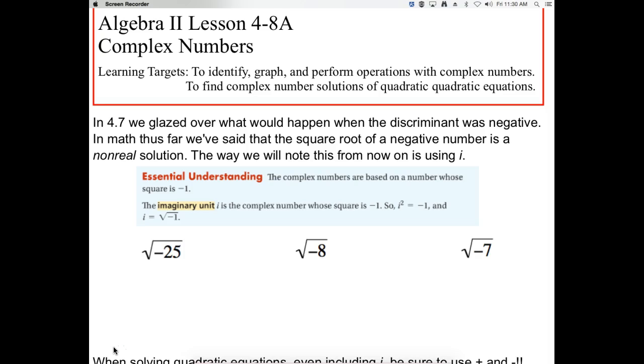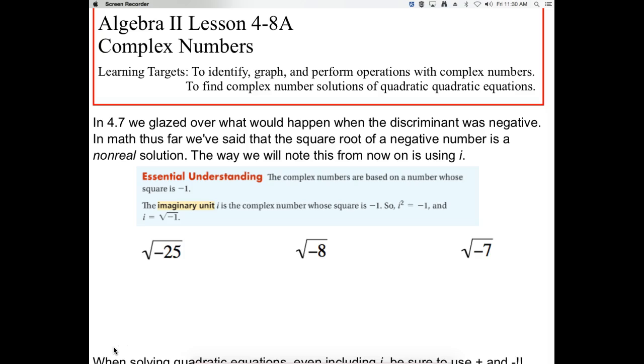Today we are looking at 4.8a. This is our last section for chapter 4, and in this section we're taking everything that we've learned so far of solving with square roots, completing the square, the quadratic formula, and we're going to look at a topic that kind of keeps coming up: what happens when we take the square root of a negative number. So that's pretty much what all of this is about today.